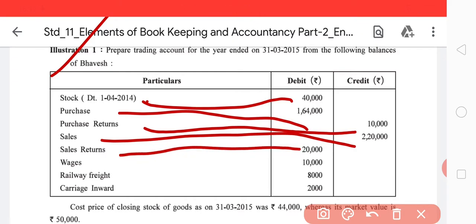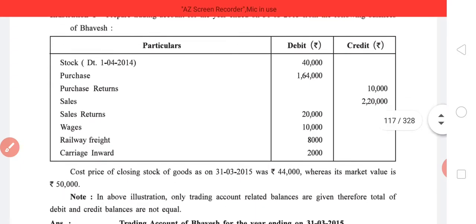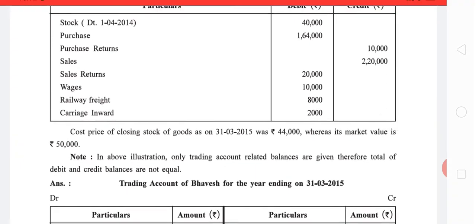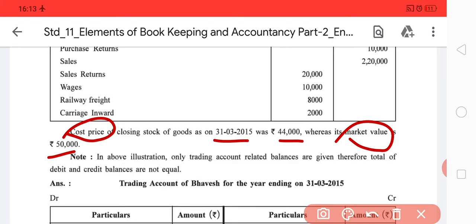Sales return 20,000. Wages 10,000. Railway freight 8,000. Carriage inward 2,000. As well as closing stock is given, that is, at the end of the year 31st March 2015 was 44,000, whereas its market value is 50,000. My dear students, whenever both market value and cost price are given and you have to choose which one to write, it is always the lesser value. The lesser value among 50,000 and 44,000 is 44,000.